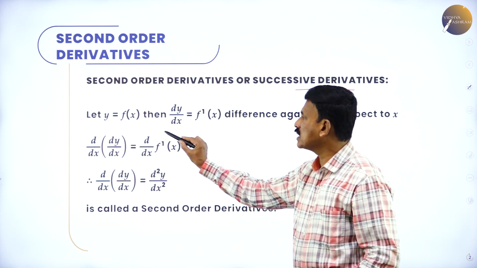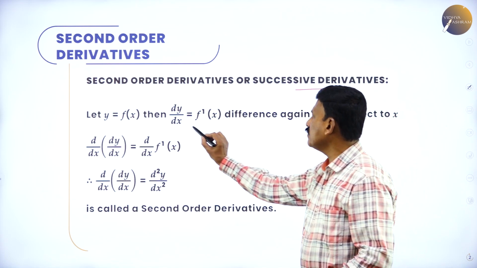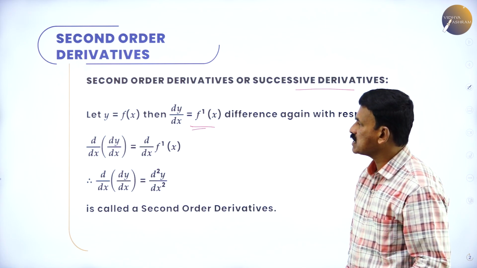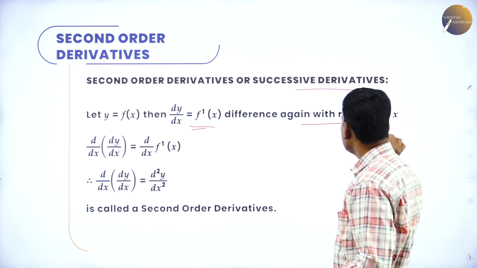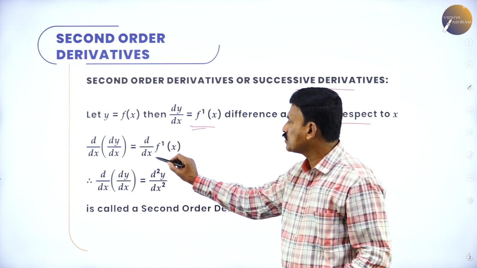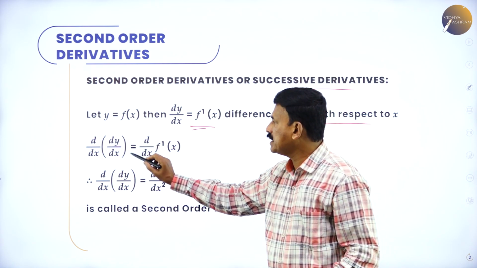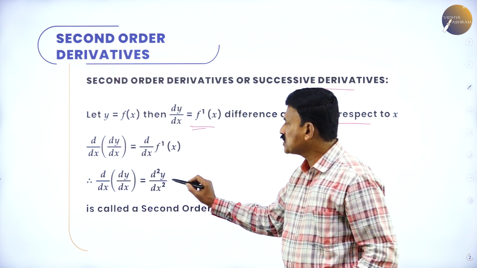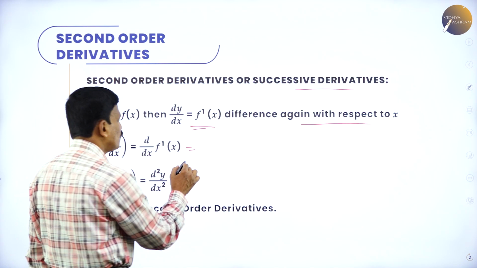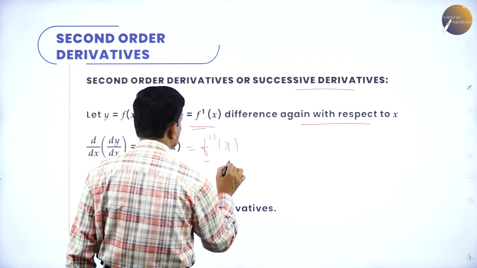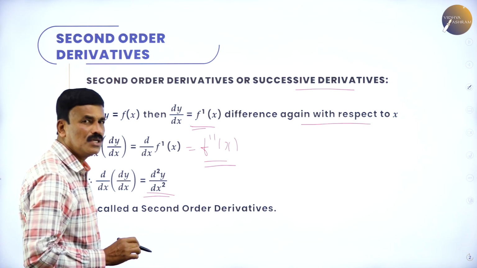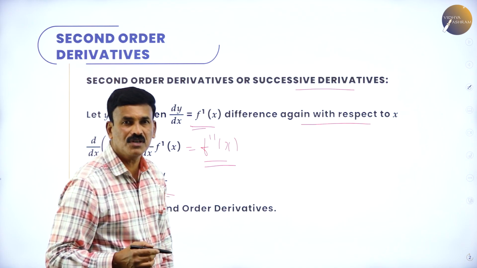Now let us consider a function. Let y is equal to f of x. Then the derivative of this, dy by dx, is f dash x. So the derivative of f of x is f dash x, denoted as dy by dx. Differentiating again with respect to x can be denoted as d by dx of dy by dx is equal to d by dx of f dash x. d by dx of dy by dx is nothing but d square y by dx square, called the second derivative, and d by dx of f dash x is nothing but f double dash x. So d square y by dx square is called the second derivative. f double dash x is called the second derivative of a function.